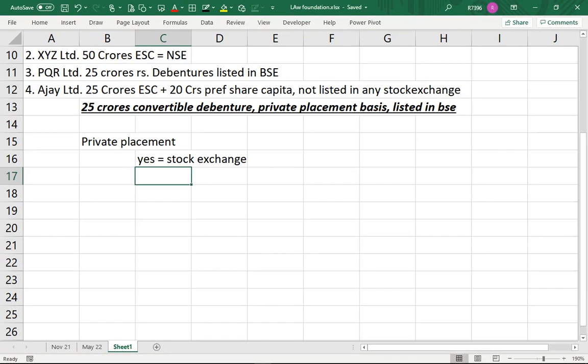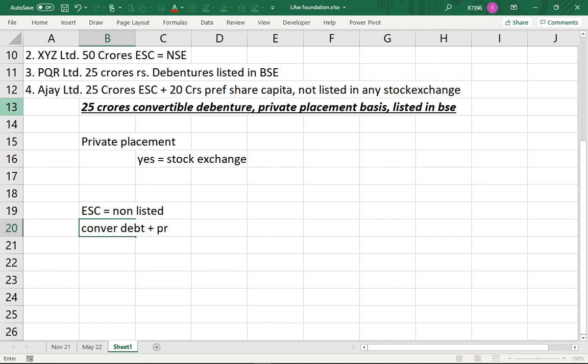So formula wise, if you want to understand, we can see that equity share capital non-listed plus if any non-convertible debt plus private placement, yeah, that means through private placement if we have issued. So equity shares are not issued, but such things are issued, this company is known as non-listed here.